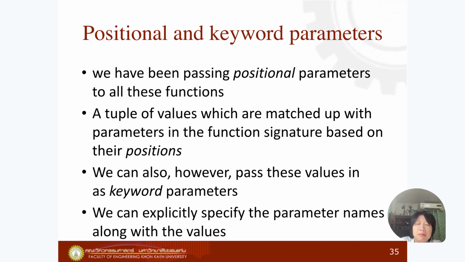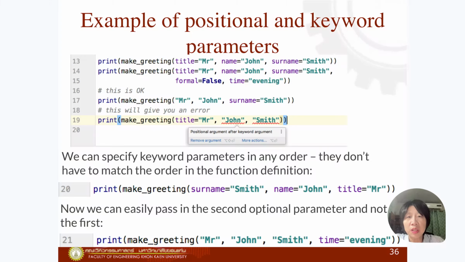We have been passing positional parameters to all these functions: a tuple of values which are matched up with parameters in the function signature based on their position. But in Python, we can also pass values by using keyword parameters. With keyword parameters, we can explicitly specify the parameter names along with values. So in this example, we can see that we have keyword parameters. Here the keyword name is title and the keyword value is Mr.